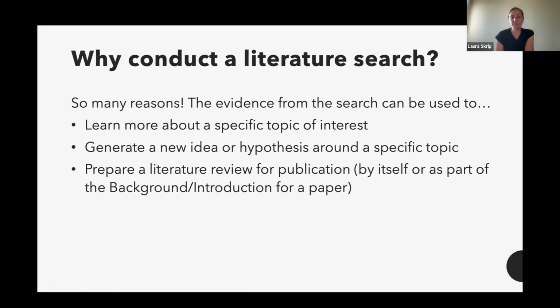So why do we want to search the literature? Why do we want to gather information? And there really could be so many reasons. This is not only for a systematic review. You just could be searching the literature to learn more about a specific topic of interest. Maybe it's something you recently heard about. You read something in the news about an emerging infectious disease or about a new vaccine that's under development, and you just want to learn more. So it could be as simple as that, and those are really important literature searches as well.